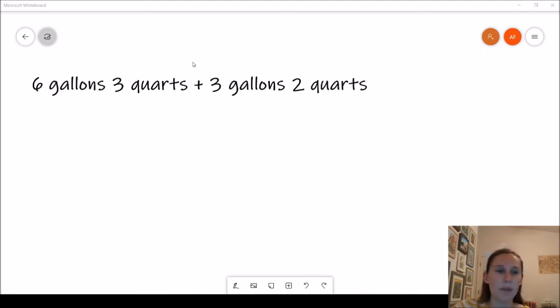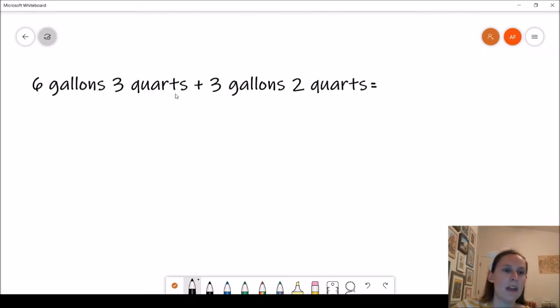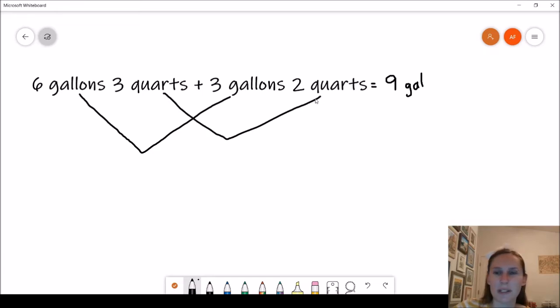Let's try another problem where I have mixed units that I need to add. I can add the same units together. So 6 gallons plus 3 gallons, I can add together to get 9 gallons because they are in the same units. I can add gallons to gallons. And then 3 quarts plus 2 quarts, I can add together to get 5 quarts because they are in the same unit.